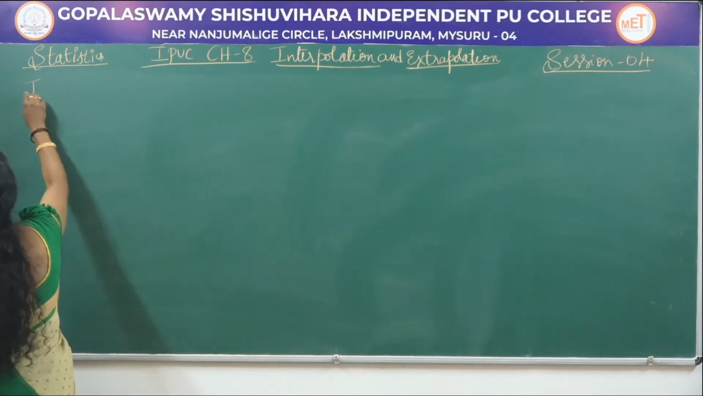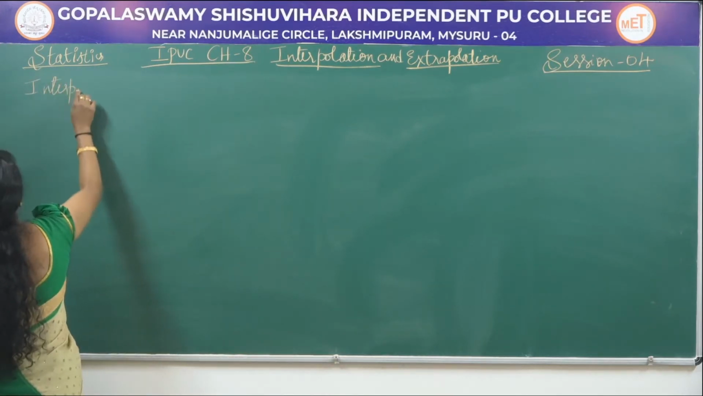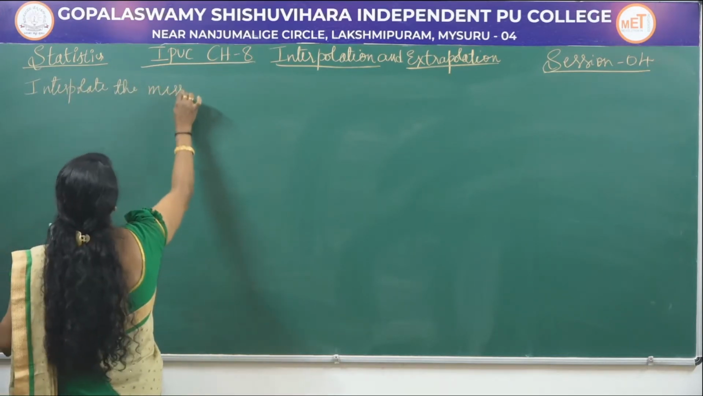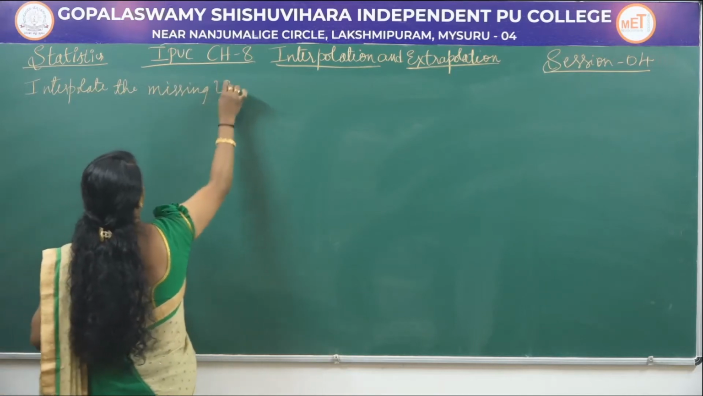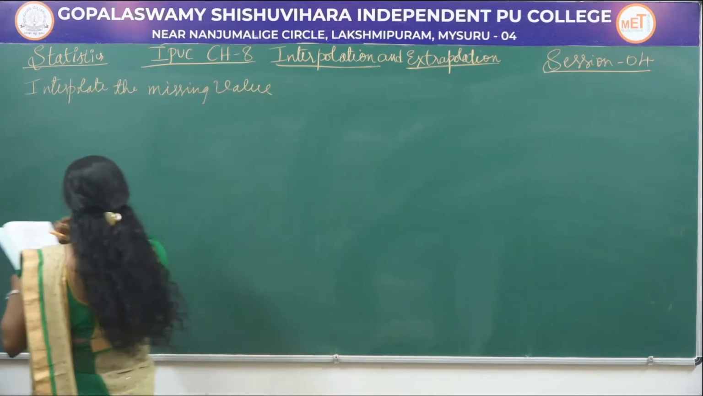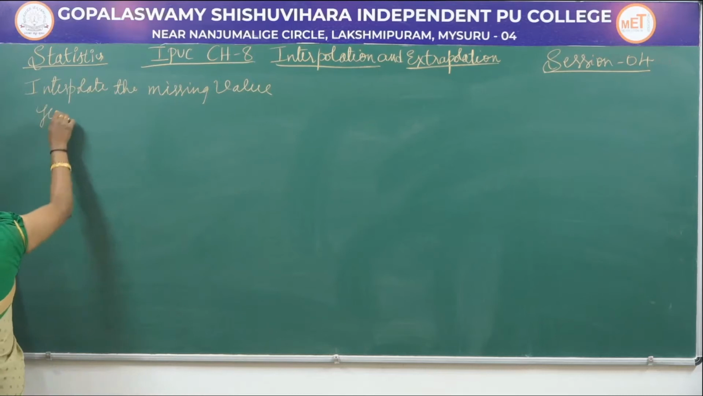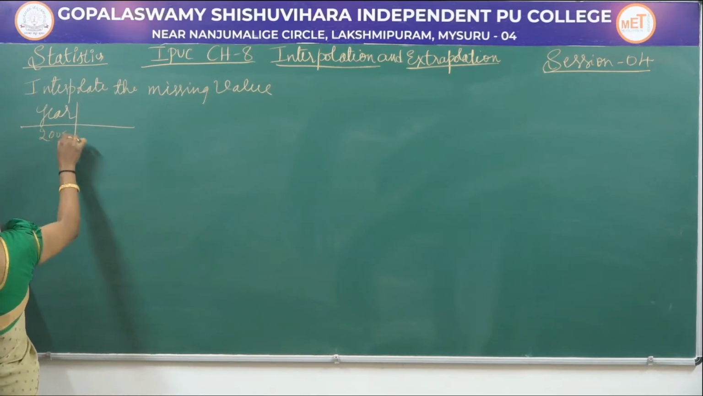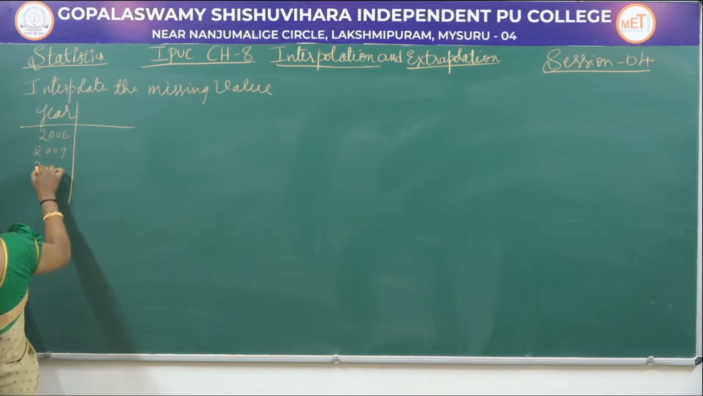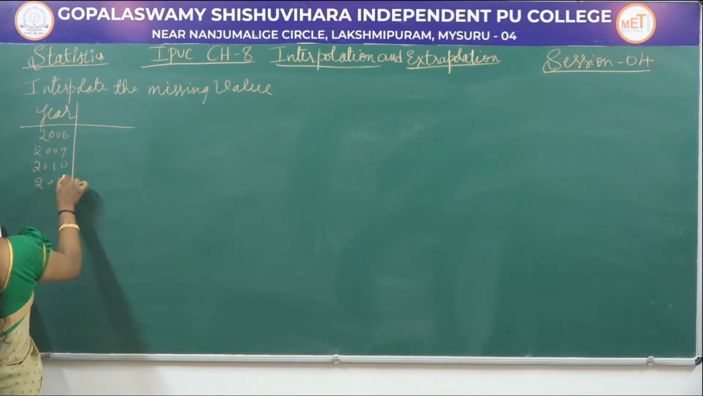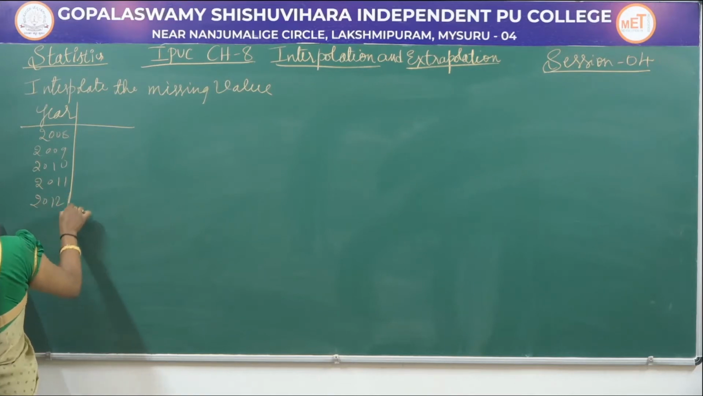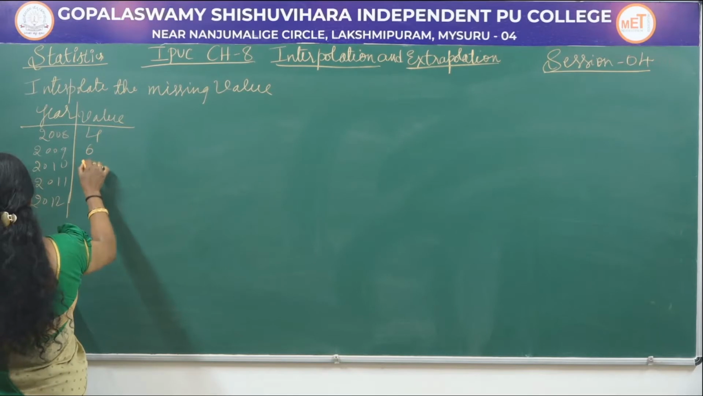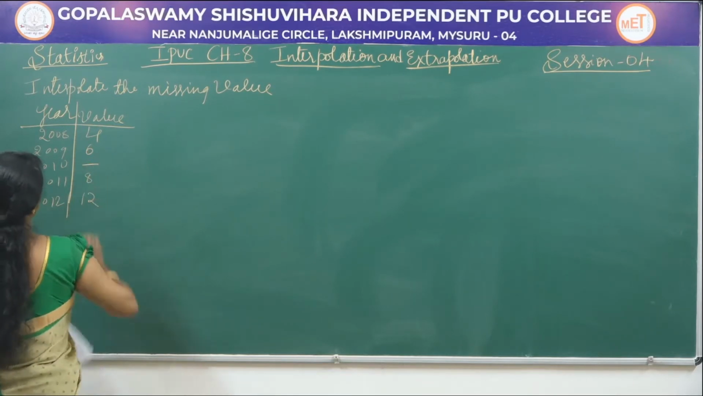Interpolate the missing value. Year: 2008, 2009, 2010, 2011, 2012. Next value: 4, 6, 8, 12.